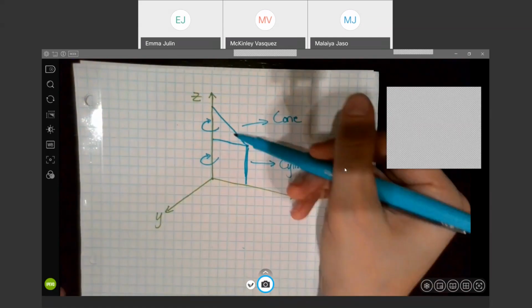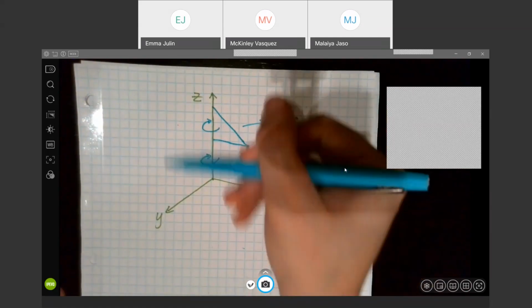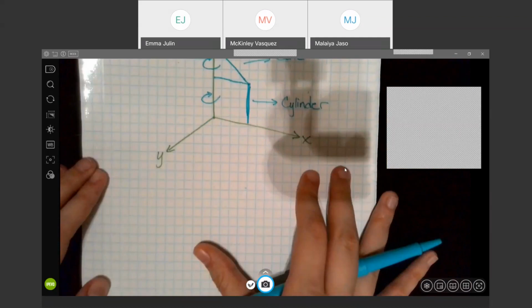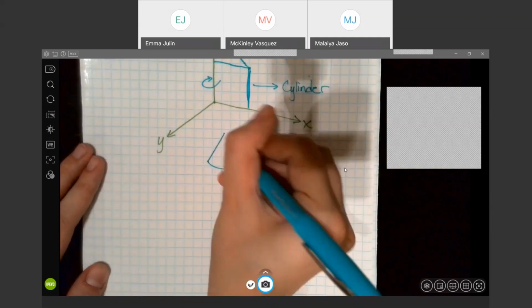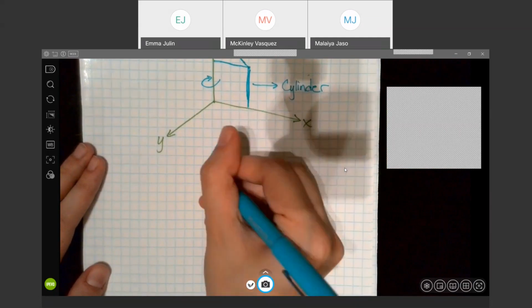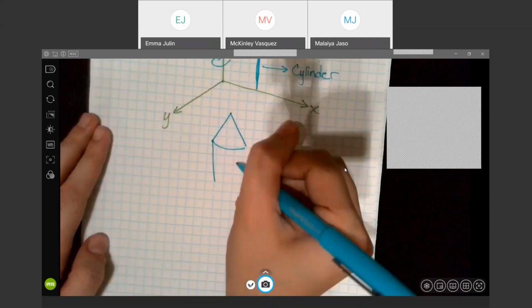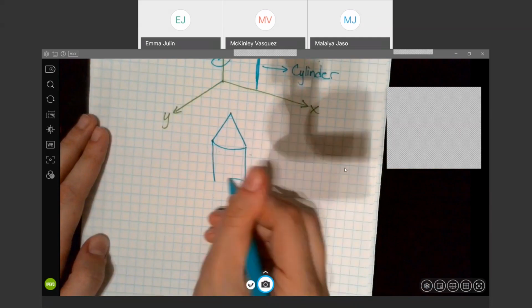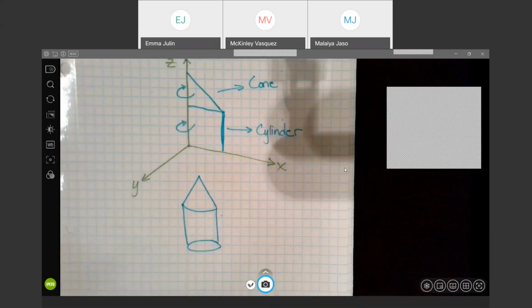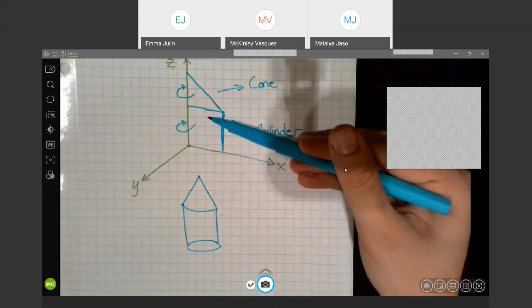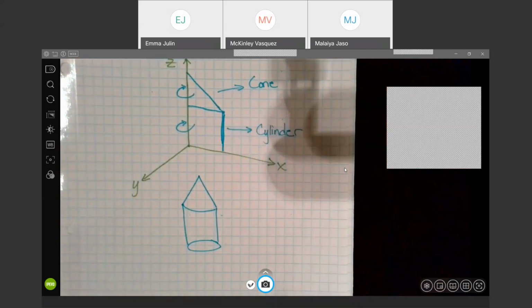So if I were to rotate these two around the axis, then you would end up getting a cone on top of a cylinder. Like that. We just attach the 3D images to each other, so it's drawn that way before the revolution. That's all you have to do.